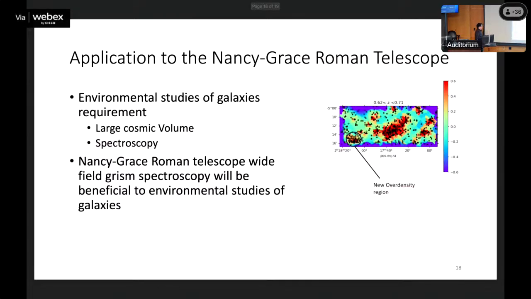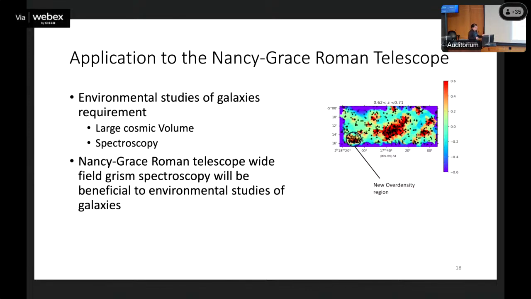And one thing that I want to talk about is that since this is the Roman symposium, I just want to make sure to talk about Roman a little bit more. The advantage of this project is that this study is a prototype study that we can apply to Roman, because environmental study of galaxies requires large cosmic volume, and we require a lot of spectroscopy, as I mentioned in my research. Roman has a really large field of view, so that will cover a lot of cosmic volume. We also have prism spectroscopy, so we can see that this type of research is something that we can do with the Roman Space Telescope. So that's the overall idea of my research.